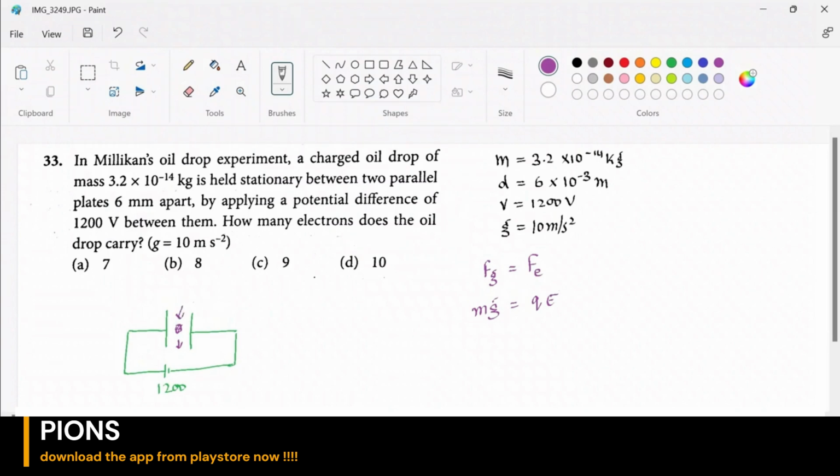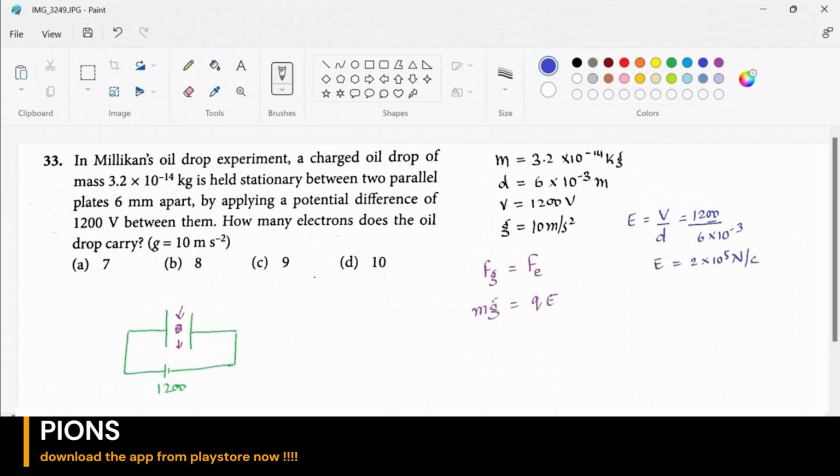Sir, how will you calculate the electric field? We know that the electric field E is equal to V upon d. What is V? V here is potential, 1200 volt, divided by the separation, that is 6 into 10 raised to minus 3. That will give us the electric field. So how much will you get here? 2 into 10 to the power 5. 2 zeros and 3 here. 2 into 10 to the power 5 Newton per Coulomb. That's our electric field. Okay, great.